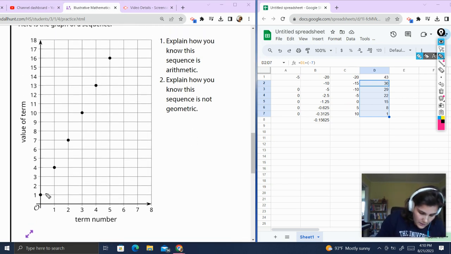I could also look at my y values, so the value of the term. So 4, 7, 10, 13. I see the rate of change is a constant rate of change rather than something that goes up at a rate like that is multiplied. And that is the reason that I know it is arithmetic and not geometric.